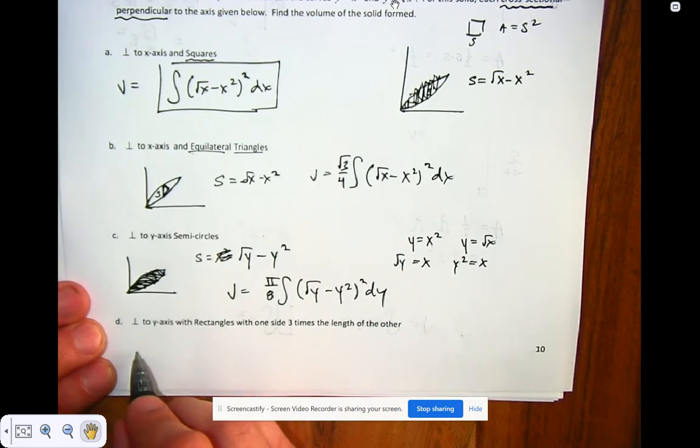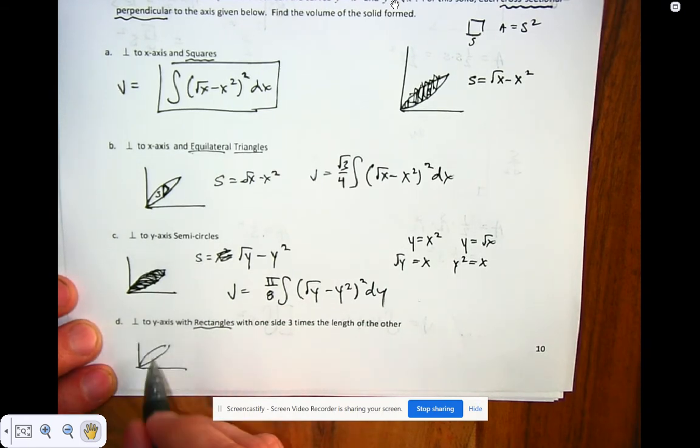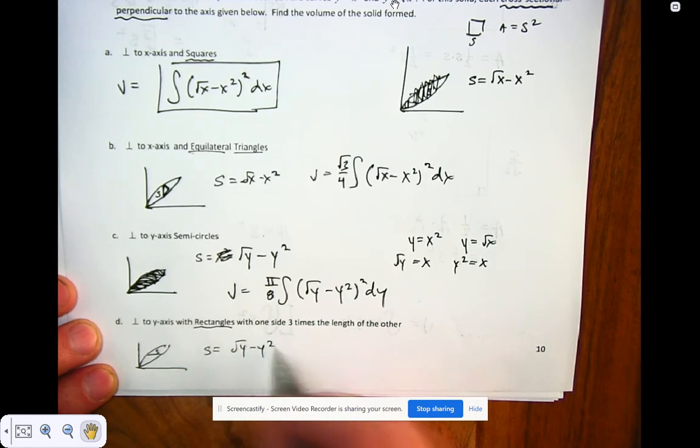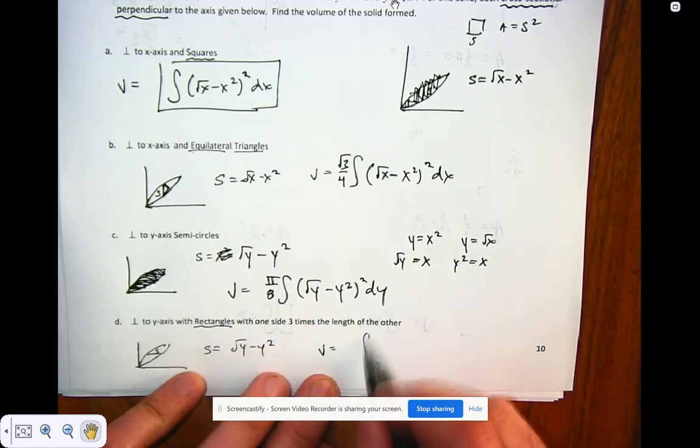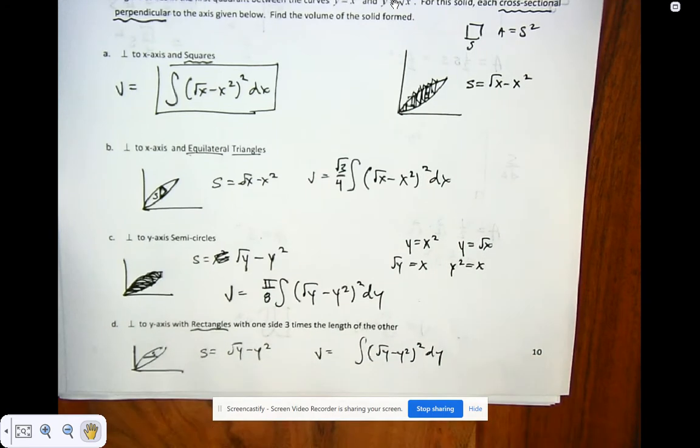All right, last one. They love rectangles. Root x, y equals x squared, perpendicular to the y-axis. There we go. Got the same S value, root y minus y squared. So we know the volume is the integral of root y minus y squared, quantity squared, dy.